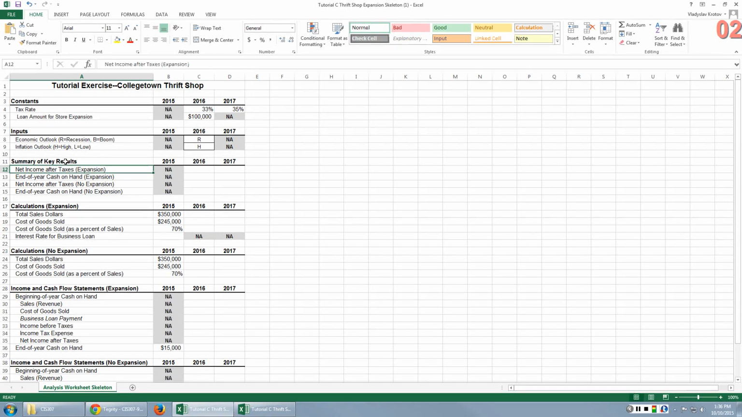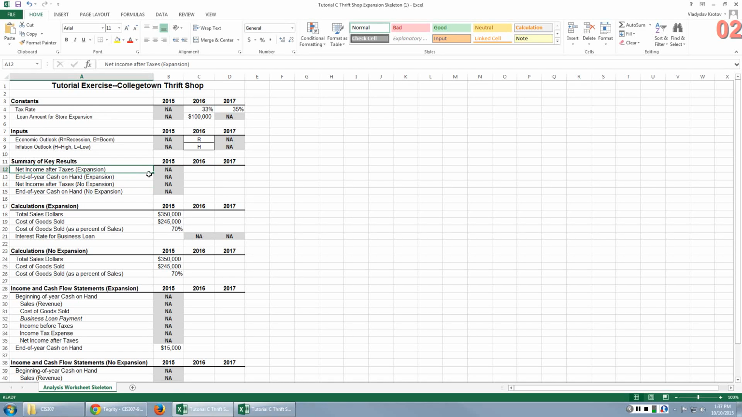Okay, now let's work on this section, summary of key results. I told you before that it's a summary of key results. You don't do any calculations. You just pull those numbers from the sections that do actual calculations, just to give a snapshot of the financial situation that is likely given those inputs, and also given whether you expand or not expand.